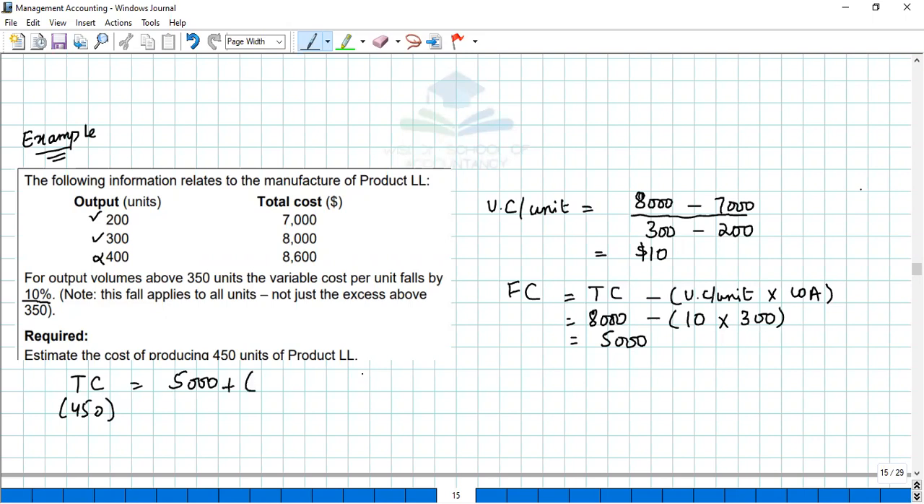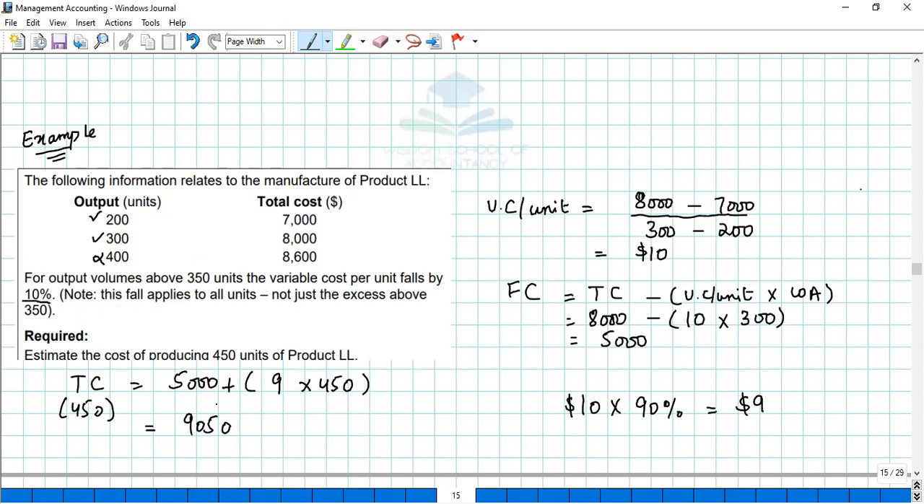Now we have to adjust the variable cost per unit. Why? Because I know that after 350 units, the variable cost per unit falls by 10%. So if my variable cost per unit was 10, after 350 units it will be equal to 90% of that, because there is a 10% fall in variable cost. So it means my variable cost after 350 units will be 9. So I will use 9 here. So my answer will be 5,000 plus 4,050. That will be 9,050. So this is my total cost at 450 units.